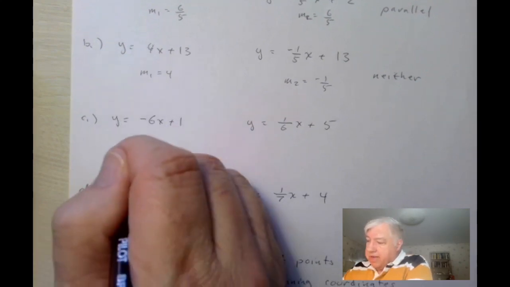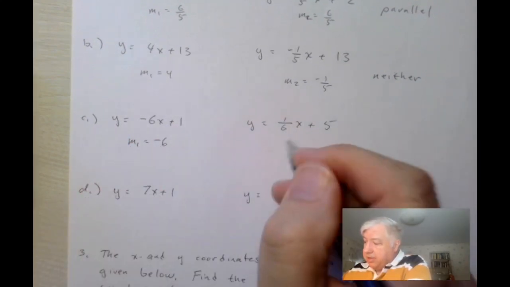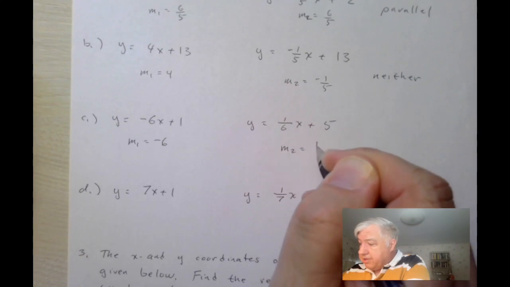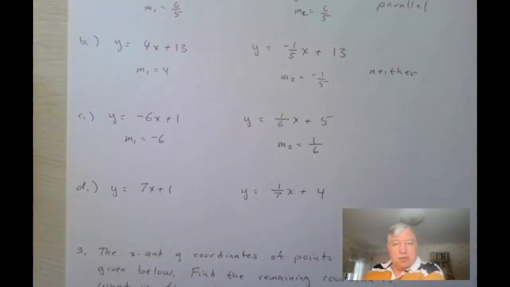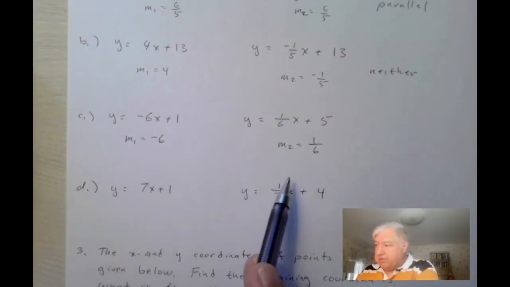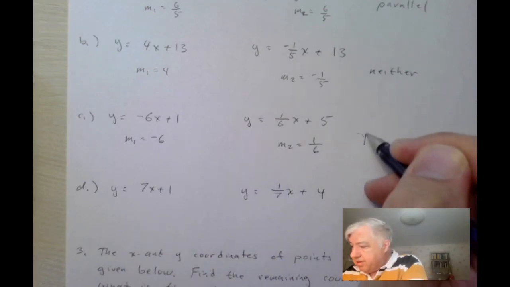Here the slope is negative 6, and here the slope is positive 1/6. Okay, they are negative reciprocals of each other, so these lines are perpendicular.